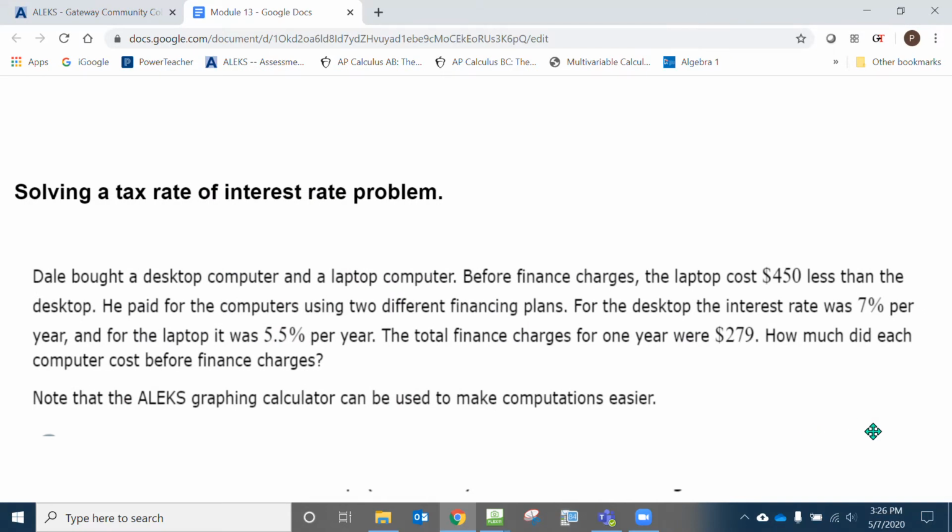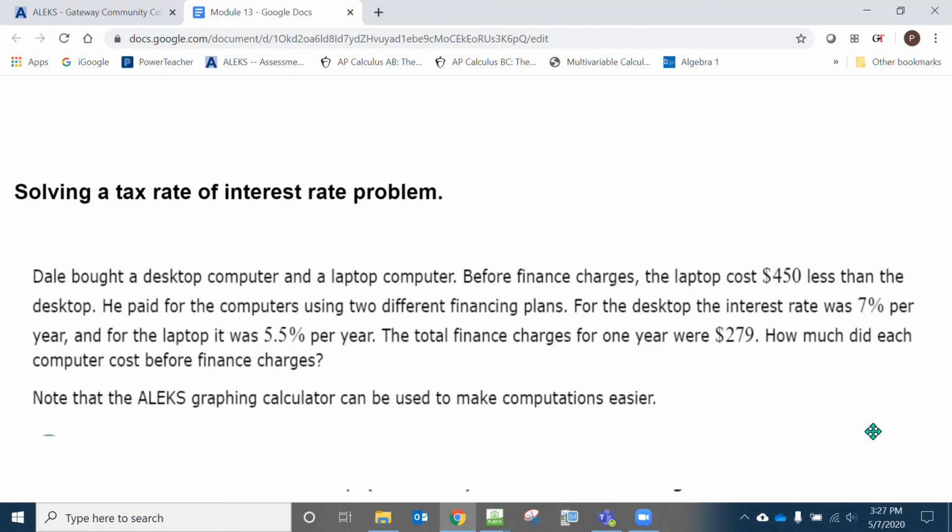Dale bought a desktop computer and a laptop computer before finance charges. The laptop cost $450 less than the desktop. He paid for the computers using two different financing plans. For the desktop, the interest rate was 7% per year. For the laptop, it was 5.5% per year. The total finance charges for 1 year was $279. How much did each computer cost before finance charge? So this is your interest rate. It's a finance charge.